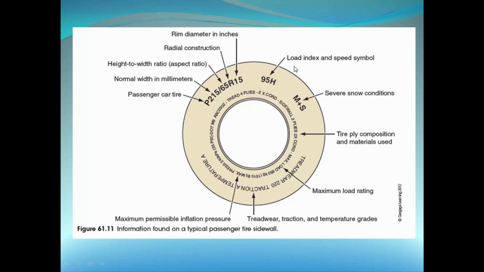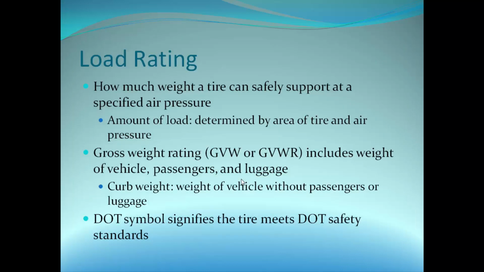So load index and speed symbol 95H. And here severe snow conditions. M plus S is for snow. And I guess M is for mud, but I'm not sure. Tire ply composition and materials used, these things, and maximum load rating. And the tread wear, traction, and temperature grades. You will find everything, including maximum permissible inflation pressure. Okay? So please, you have to be expert in these things.